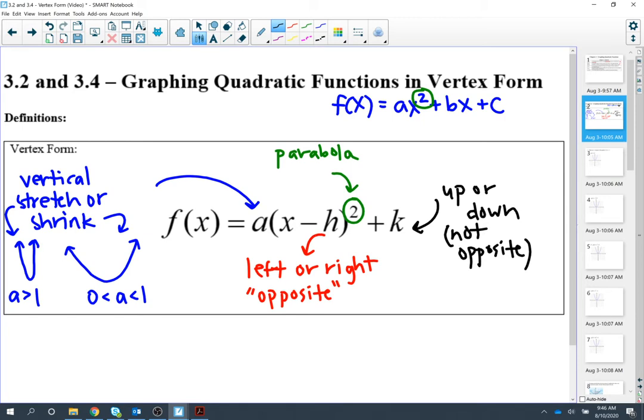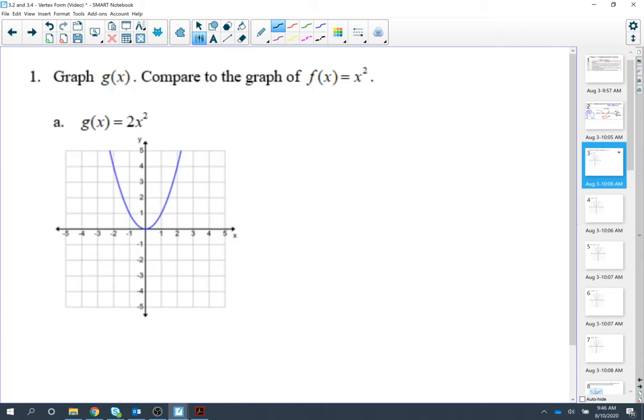Okay, so if you have a +5, the graph actually goes up 5. If you have a -2, the graph actually goes down 2. It's not a negative movement in any way. It just does exactly what you think it's going to do. Let's try a couple of these.